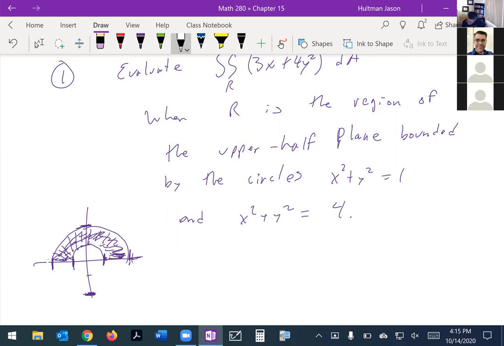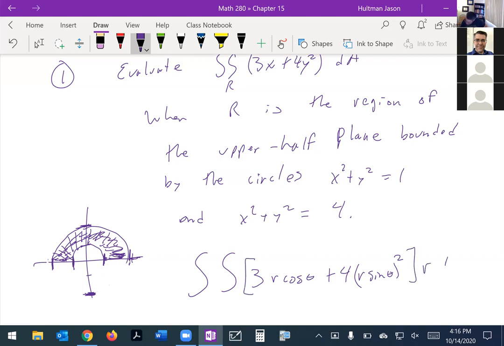So how do we convert this to polar coordinates? Well, 3x, and x is r cosine theta, so this is 3r cosine theta, plus 4 times y squared, where y is r sine theta. Then we have r dr d theta. So what's r going from? Well, r is going from 1 to 2. Oh, that's easy. And what's theta going from? Well, that's 0 to pi. That's easy too. That's kind of cool.